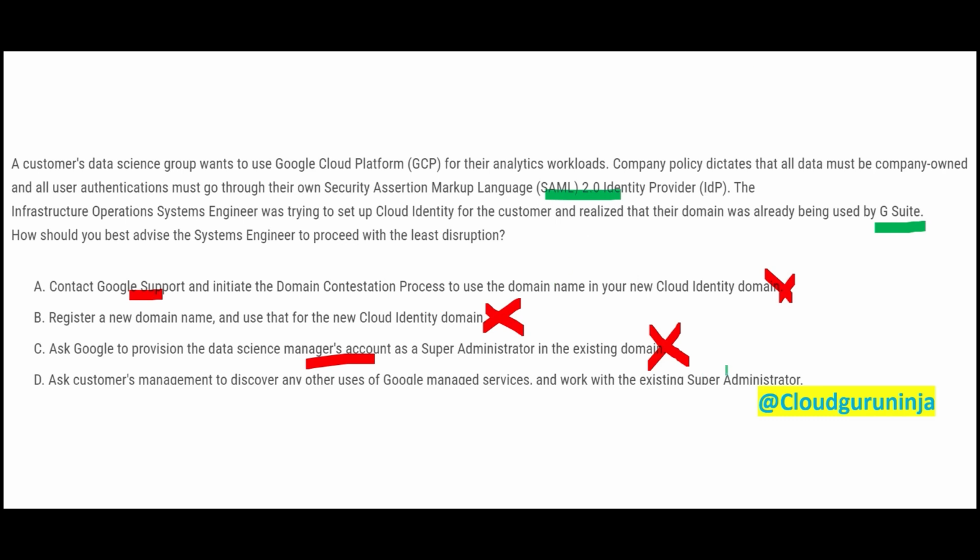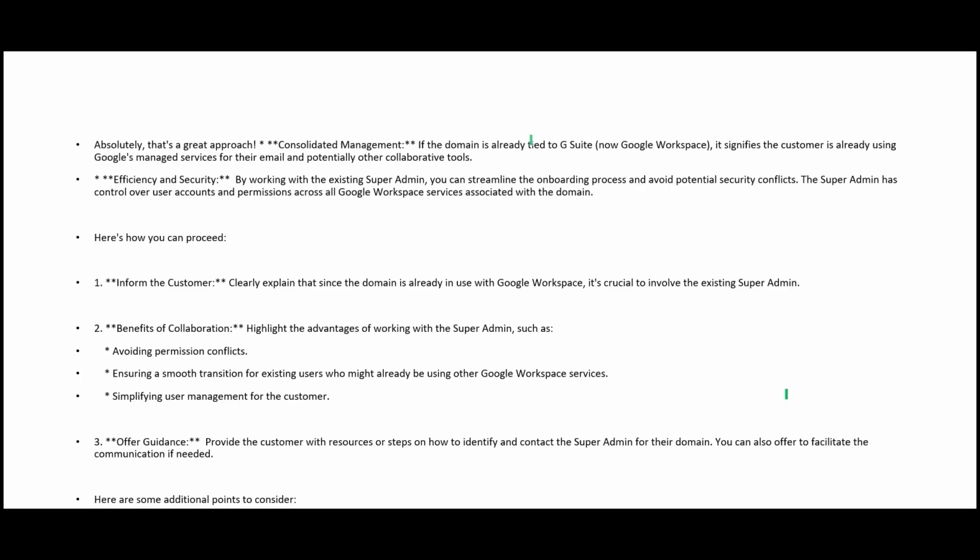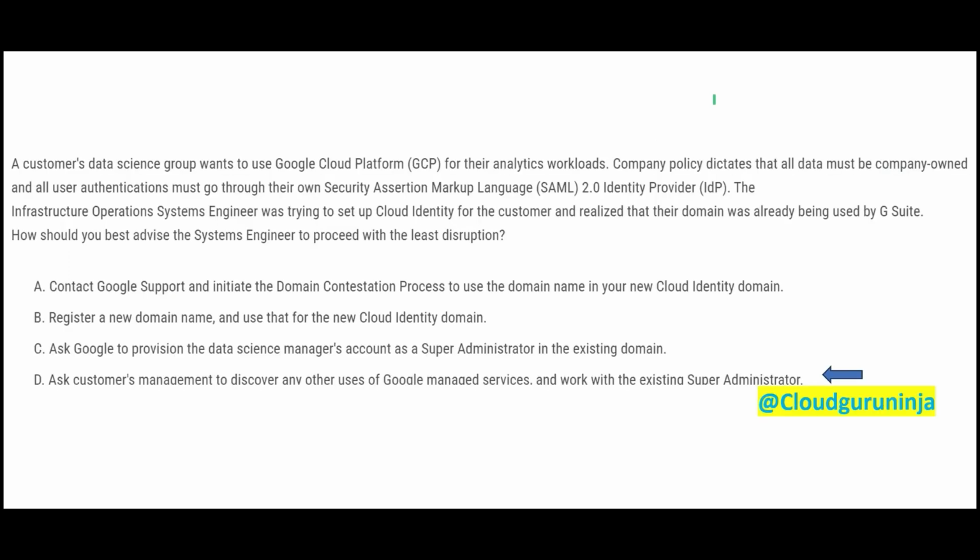So our final answer in this case is option D, where we will reuse whatever is existing, and this is also called a consolidation management approach. This is what you do. You inform the customer about the benefits of the collaboration. You offer guidance, and by working with the existing super admin, you streamline the onboarding process and avoid potential security conflicts. This is very important, and that is why we are trying to reuse whatever is existing. So option D is our final answer.